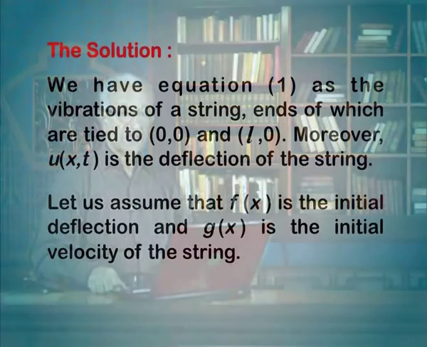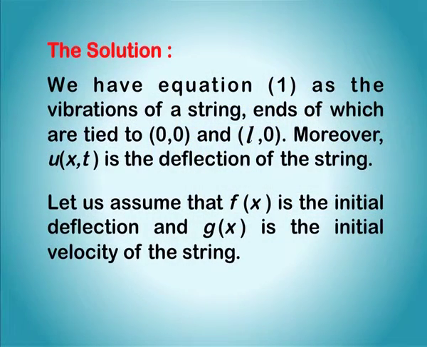The solution becomes in the following line. We will have to follow these to get a solution of that equation number 1. We have the equation 1 as the vibration of a string, the ends of which are tied to 0 and L, both are coordinate systems. Moreover, this function u of x,t, x is a variable, t is the time, is the deflection of the string.